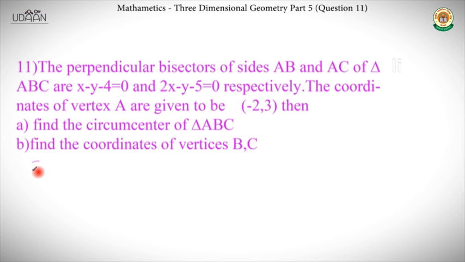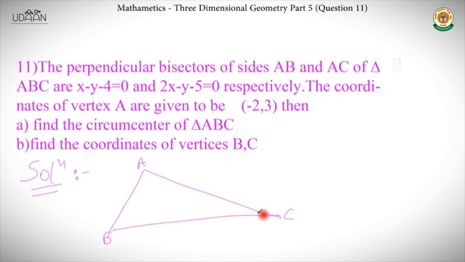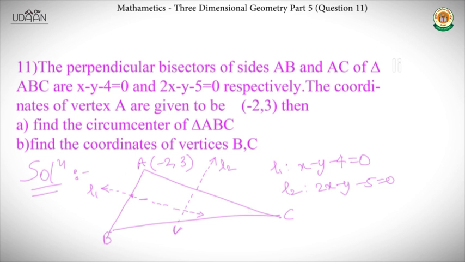Here we have the equations of the perpendicular bisectors of two sides of a triangle, and a vertex common to both the sides is given. First of all, diagrammatically represent everything so that the problem becomes easy. Vertex A is given as minus 2, 3, and the perpendicular bisectors of sides AB and AC are given. So this is L1, this is L2. L1 is x minus y minus 4 equals 0, and L2 is 2x minus y minus 5 equals 0.